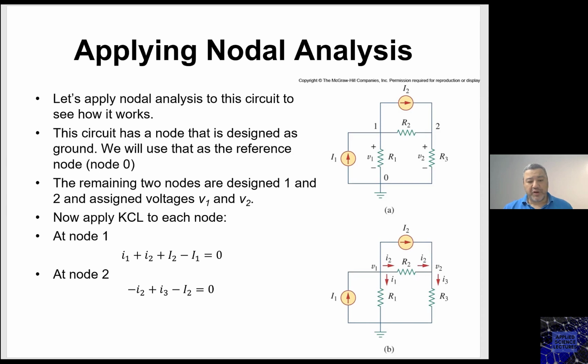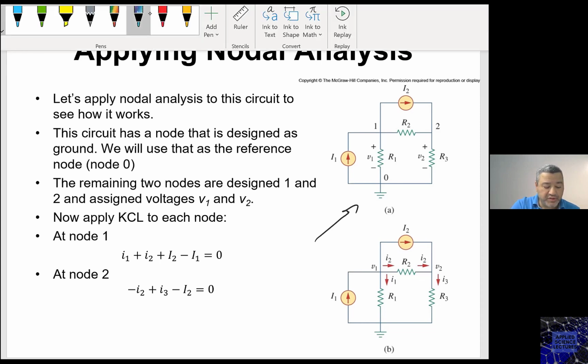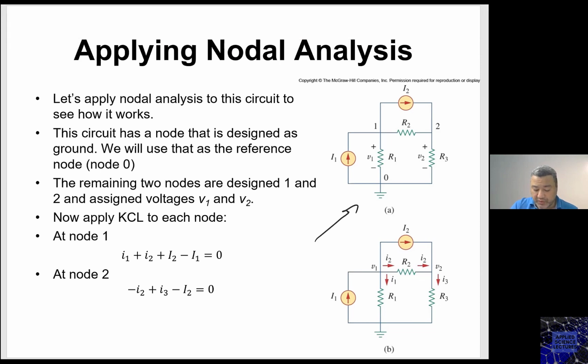So let's see how we identify those nodes. At the beginning, if we have this circuit and we've been asked to write nodal equations for it, and we look at the distinguished nodes in the circuit, we will see that we have the following nodes. We have this one.